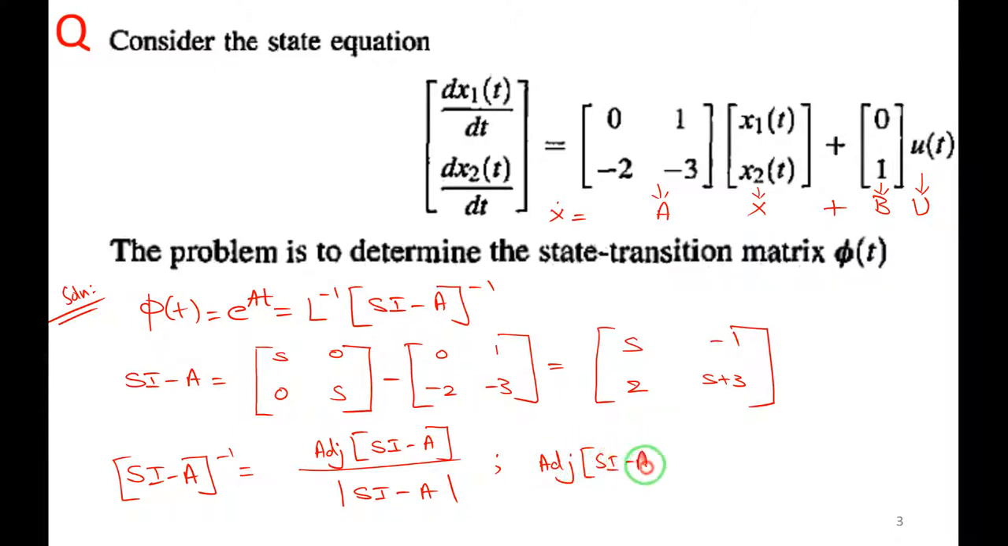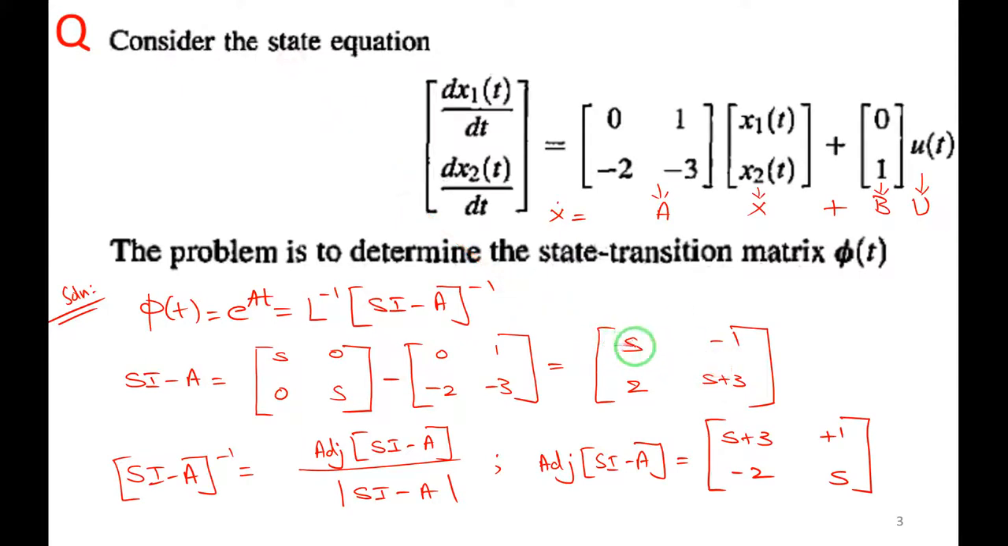It is a 2 cross 2 matrix sI minus A. So interchange the diagonal elements: s plus 3 will come here, s will come here. Interchange the diagonal elements s plus 3 and s, and change the sign of the other elements. Minus 1 means it is plus 1, and plus 2 means minus 2. Thus we obtain the adjoint of the given matrix. You know that: interchange the diagonal elements and change the sign of the other elements. Then we will find the determinant of the matrix sI minus A.